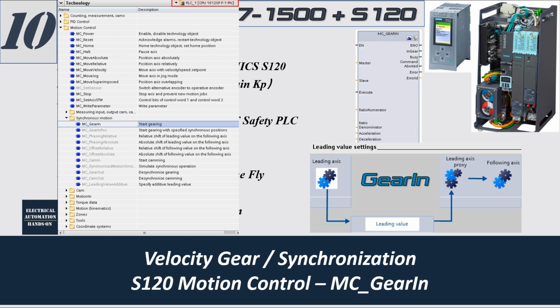When we trigger the master-slave sequence, you will see the slave will try to catch the ratioed velocity to gear in with the master velocity. Okay, let's shift to the TIA Portal side and see how we can use this MC_GearIn function block.